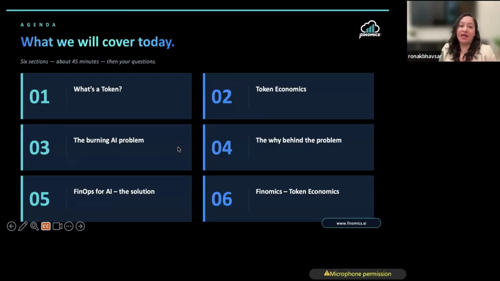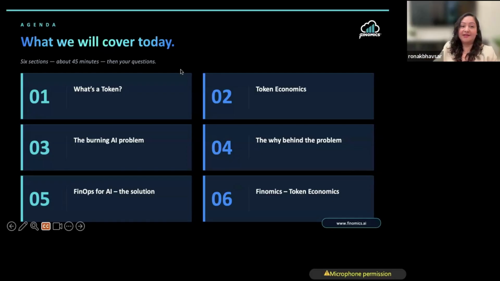Today in the agenda, we are going to talk about what's a token, and why is it creating so much of the buzz? What's token economics? We will talk about the burning AI problem. We'll talk about the why behind the problem, and of course the solution. And towards the end, I will introduce the Finomics token economics solution, and that sets the stage for our next webinar in the series.